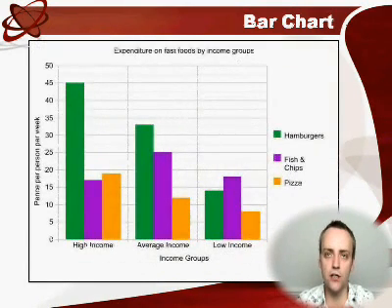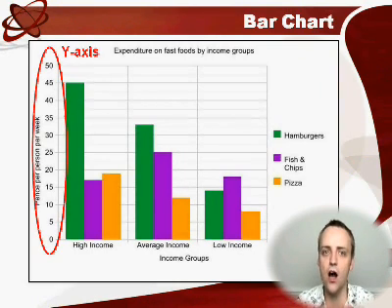Here we have the bar chart. Take a look at the elements of this bar chart. The first thing to notice is we have on the left-hand side our y-axis. What does this y-axis represent? Well, if you look at the numbers, it goes from 0 up to 50 in increments of 5. So 5, 10, 15, 20, 25, 30, and so on.